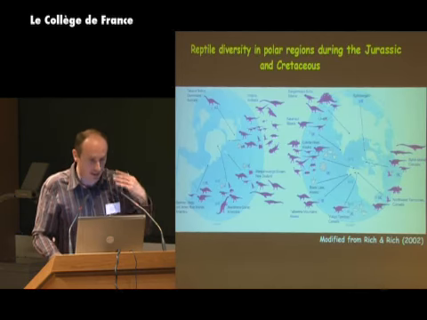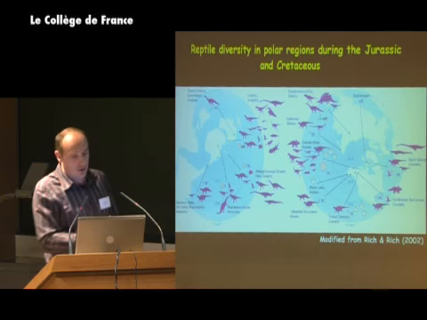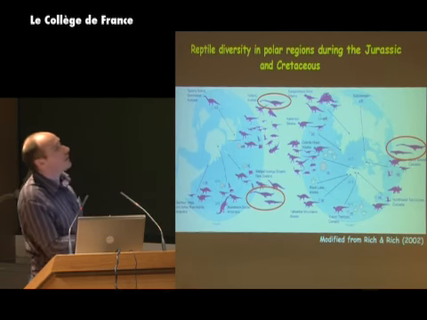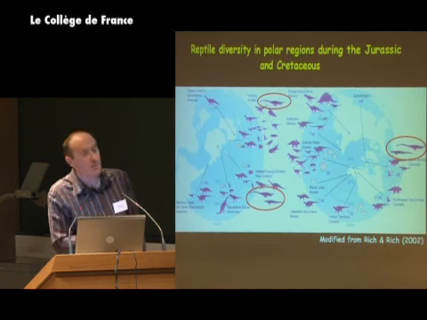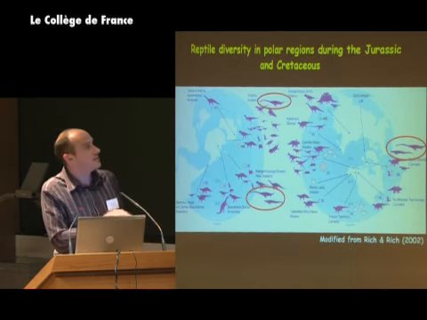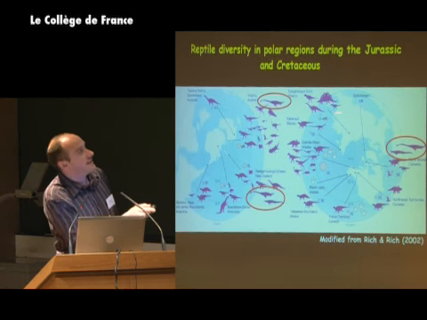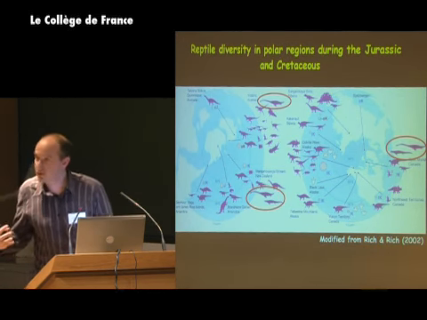So if we look back at this distribution map, we can see that there are also some other reptiles that lived at high latitudes, which are some great marine reptiles, some plesiosaurs, mosasaurs, and there is no picture of it, but from Spitsbergen there are also high-latitude ichthyosaurs.